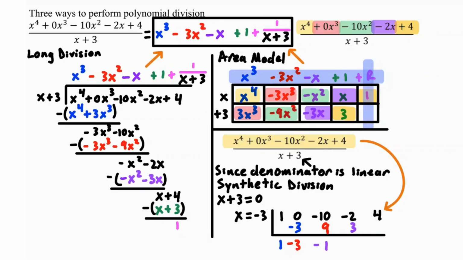Add vertically, you get 1. Multiply diagonally by negative 3, you get negative 3. And finally, add vertically, you get 1. This last number, section it off. Now you notice you have these numbers, 1, negative 3, negative 1, 1, and this box of the remainder, 1. Well, that's our solution right there. We have 1x cubed minus 3x squared minus x plus 1 over x plus 3.